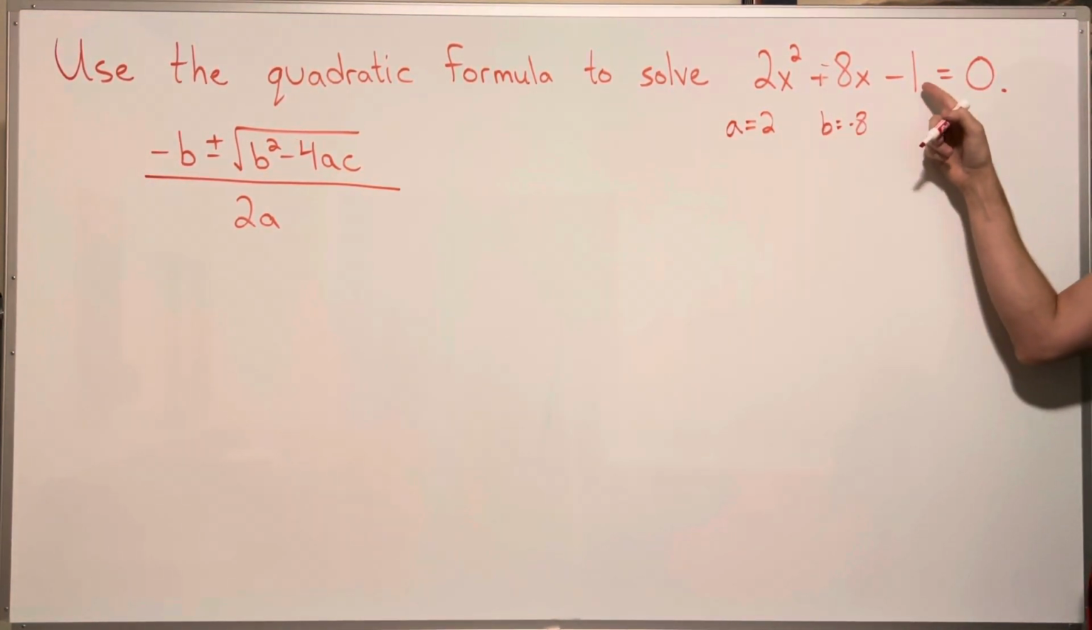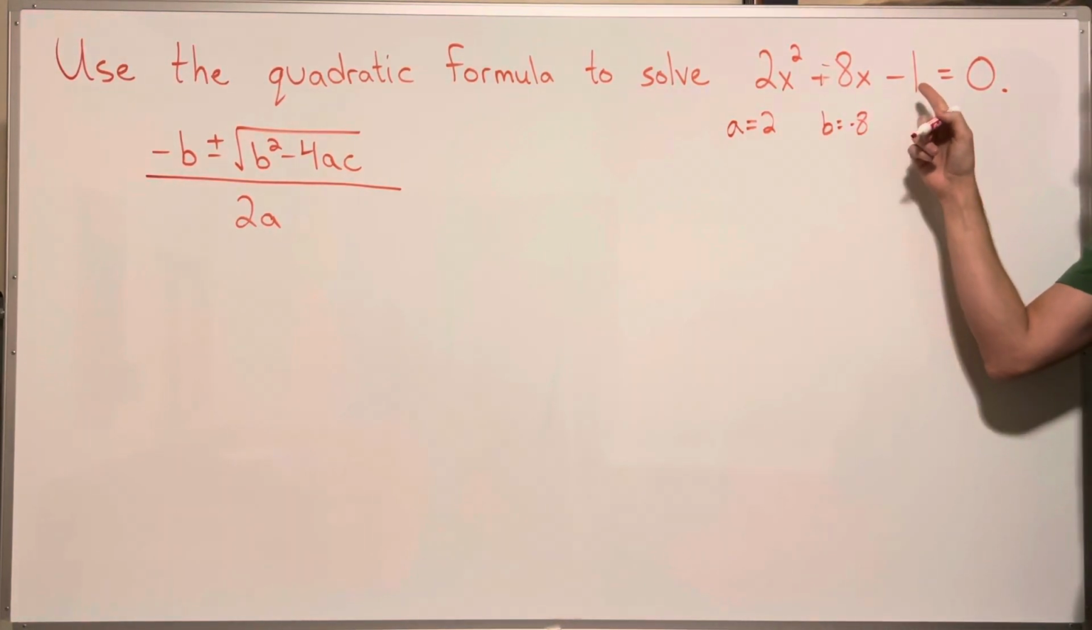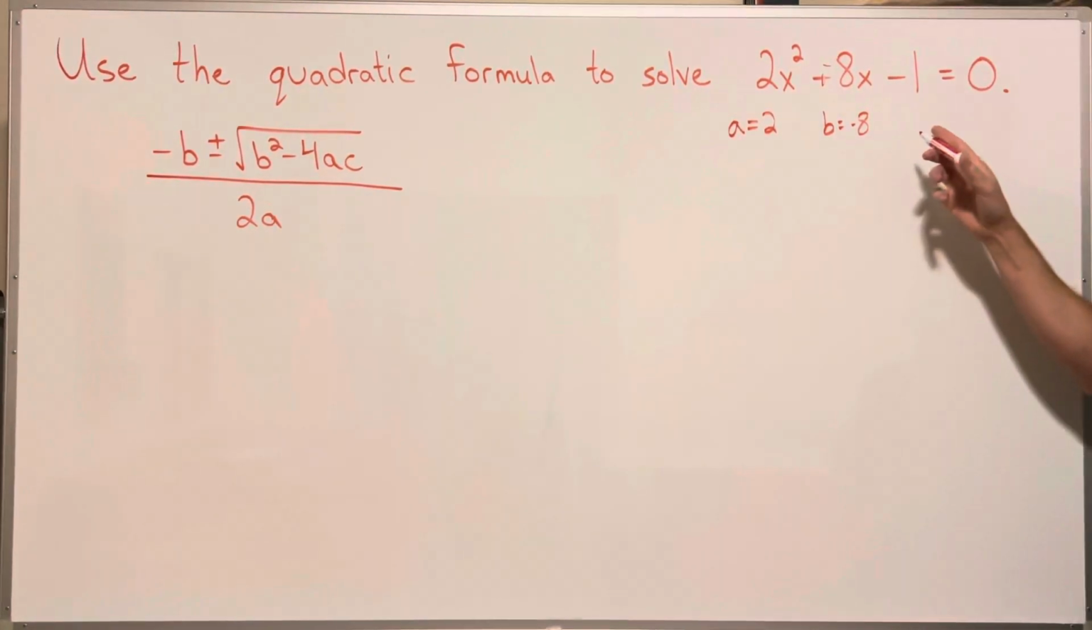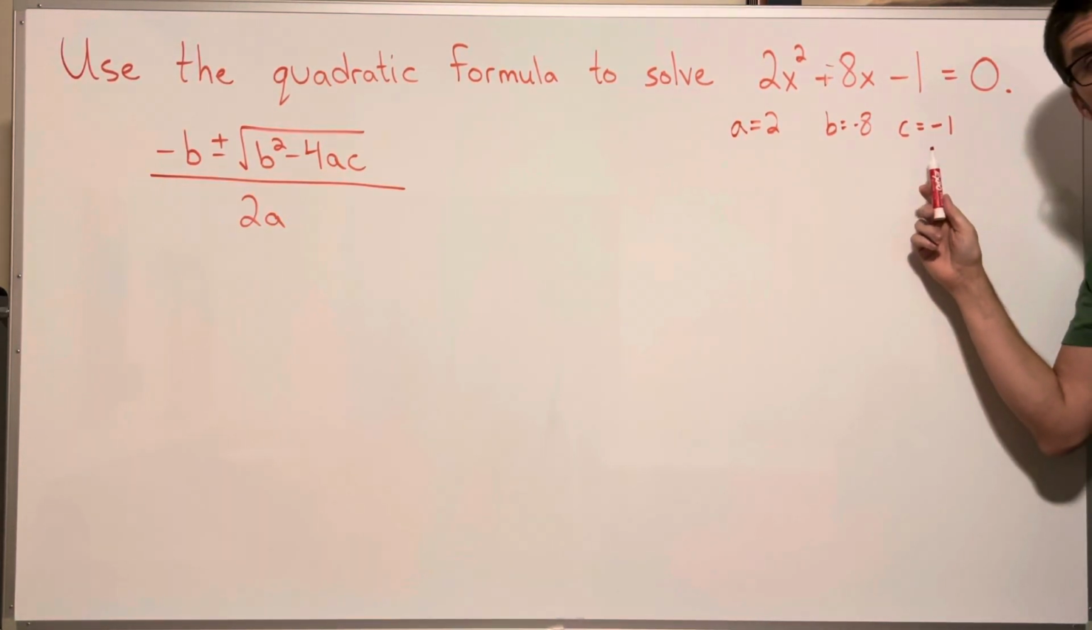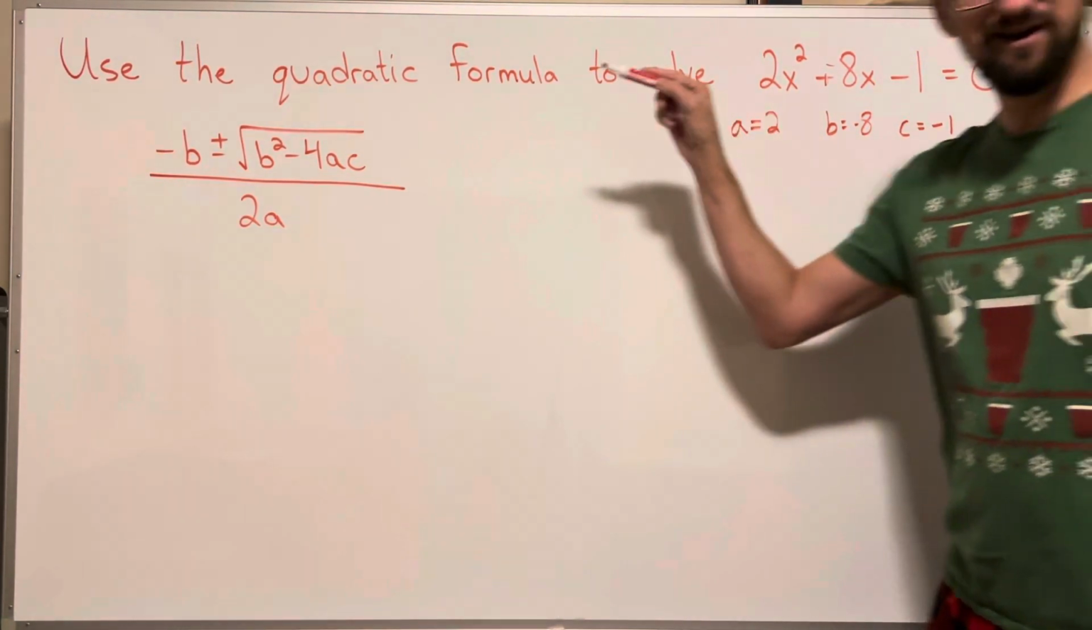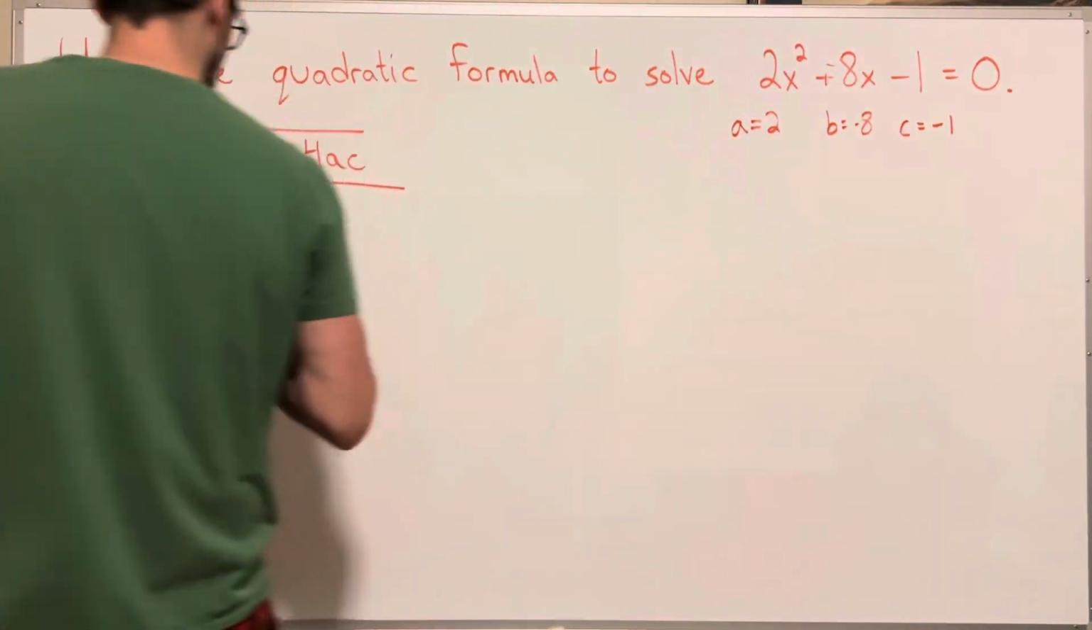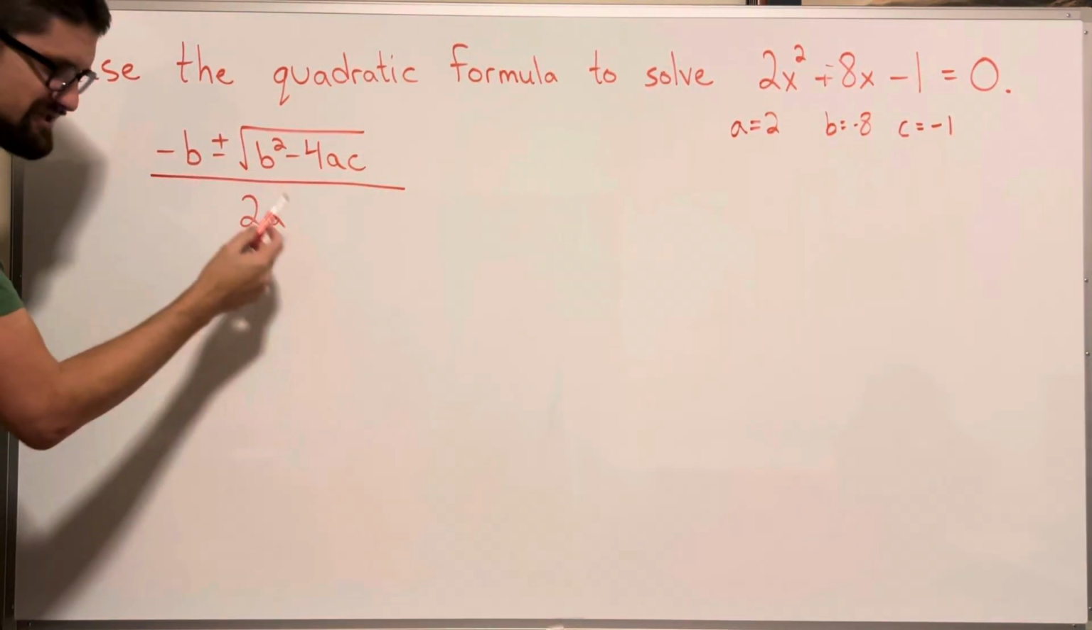Same thing here. It's a minus sign, so you can think of that as a plus a negative. So this is going to be c equaling negative 1. Now what we're going to do is plug those values into this formula.